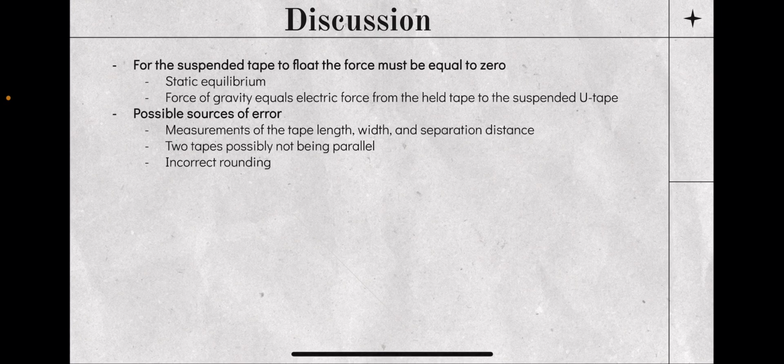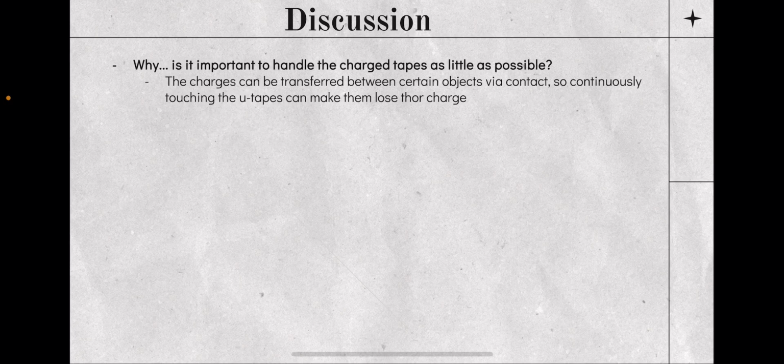Moving on to the discussion, we can assume that for the suspended tape to float, the forces must be equal, which means that the suspended tape and the held tape were in static equilibrium, meaning that the force of gravity equals the electric force repelling the suspended tape. Some possible sources of error would be measuring the tape lengths, widths, and separation distance, the two tapes possibly not being parallel, and incorrect rounding in our calculations.